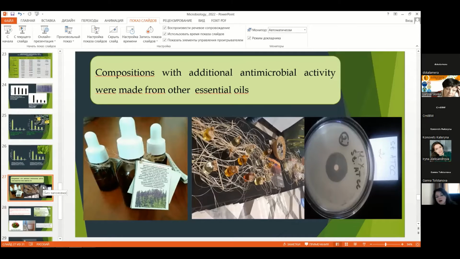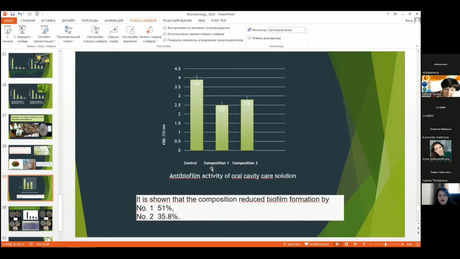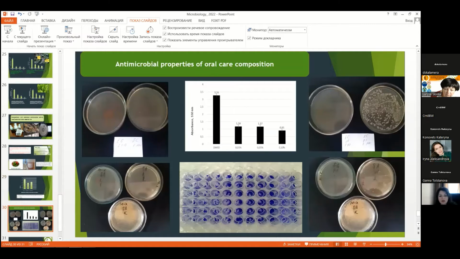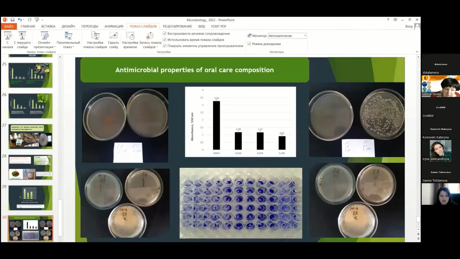The next step was to create some compositions from the essential oils and extracts which have additional antimicrobial and antibiofilm effect. And as a result, we made some compositions with high antimicrobial and antibiofilm effect, and we developed a series of medicinal and hygienic products for the care of the oral cavity. And now these solutions are at the stage of preclinical research on the basis of the University Dental Polyclinic. On this diagram, you can see the antibiofilm activity of this oral care solution and the results of the antimicrobial and antibiofilm activity of the oral care products. So, thank you for your attention.